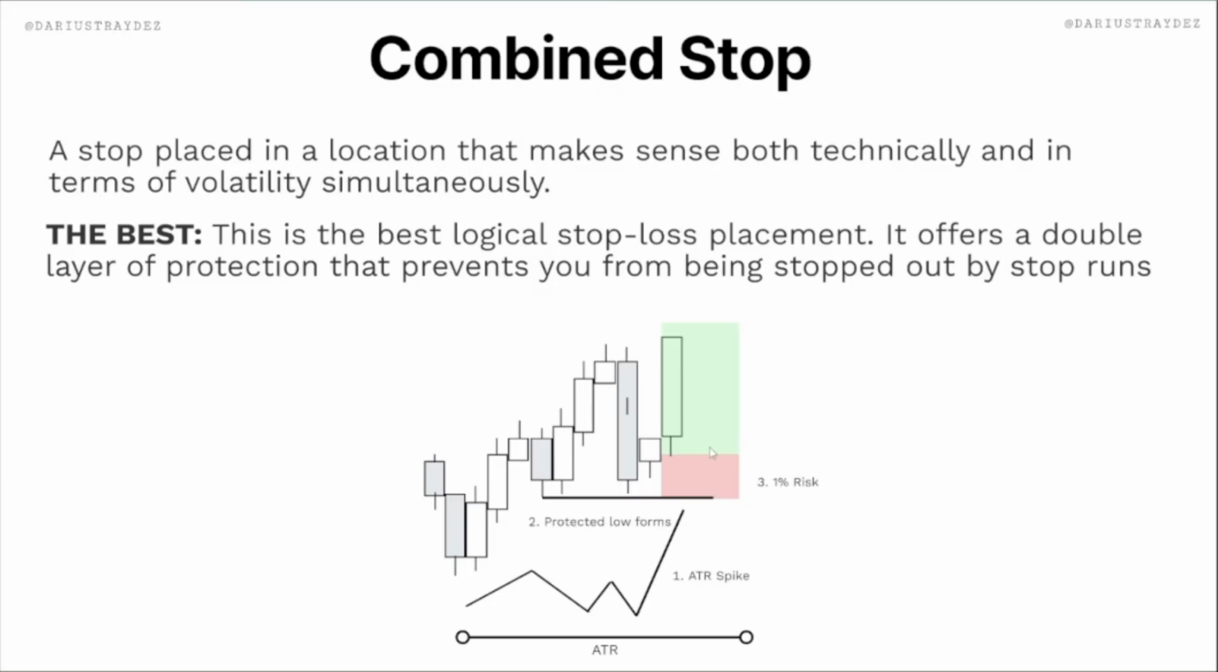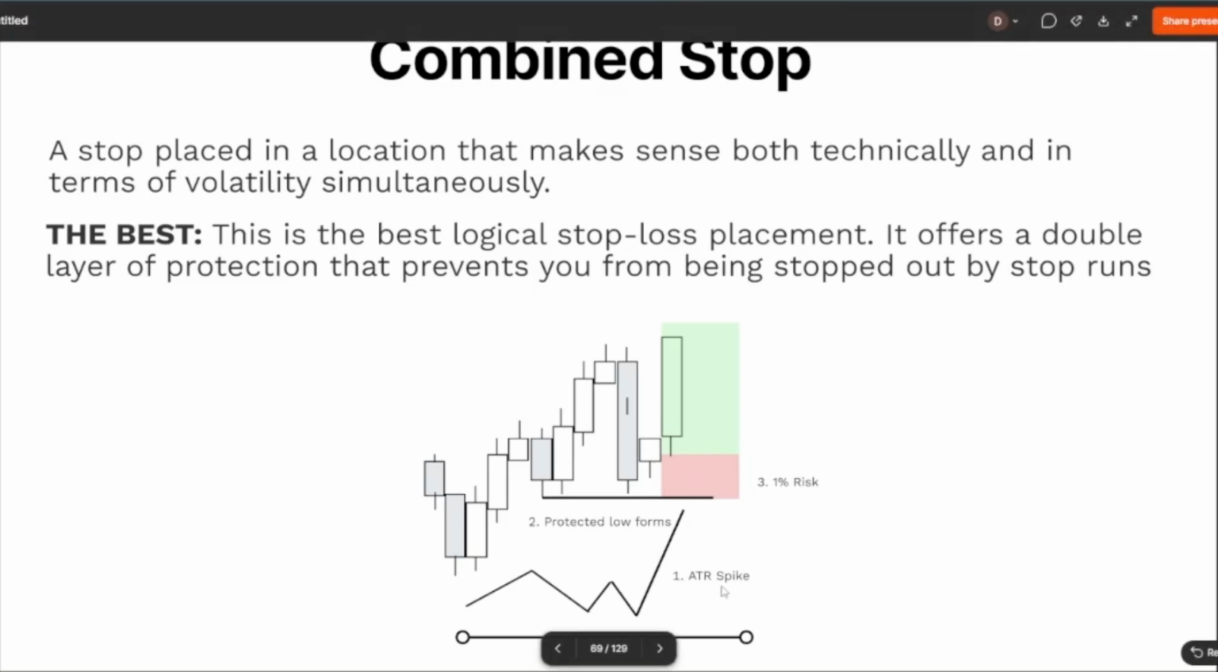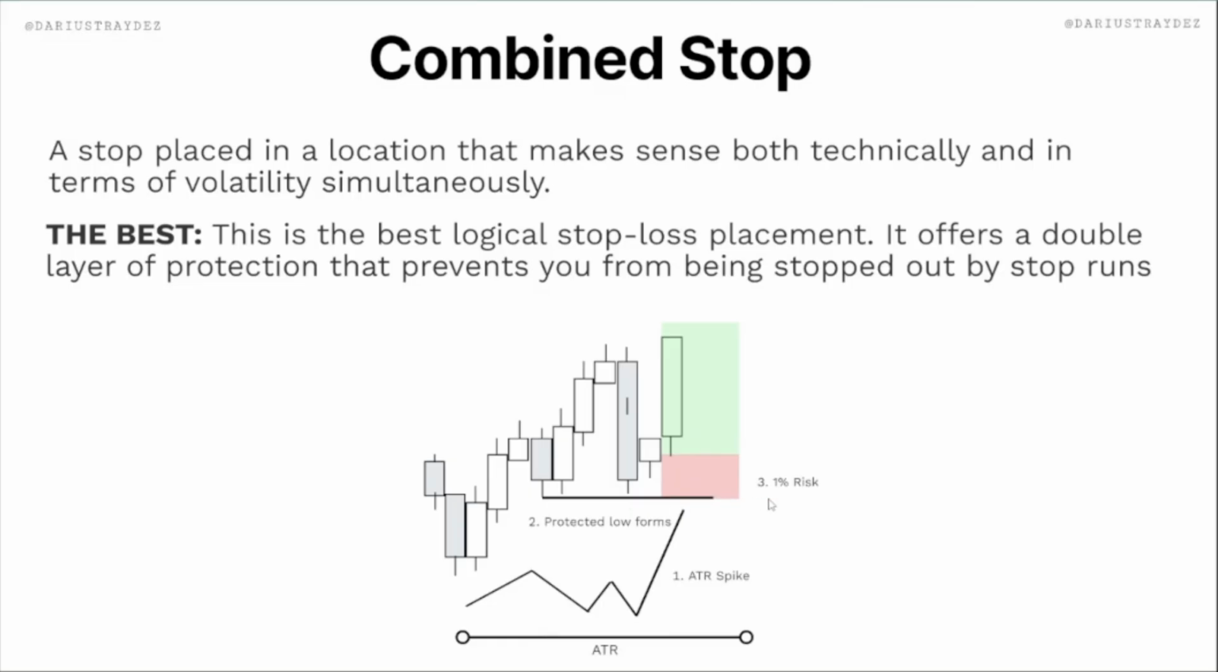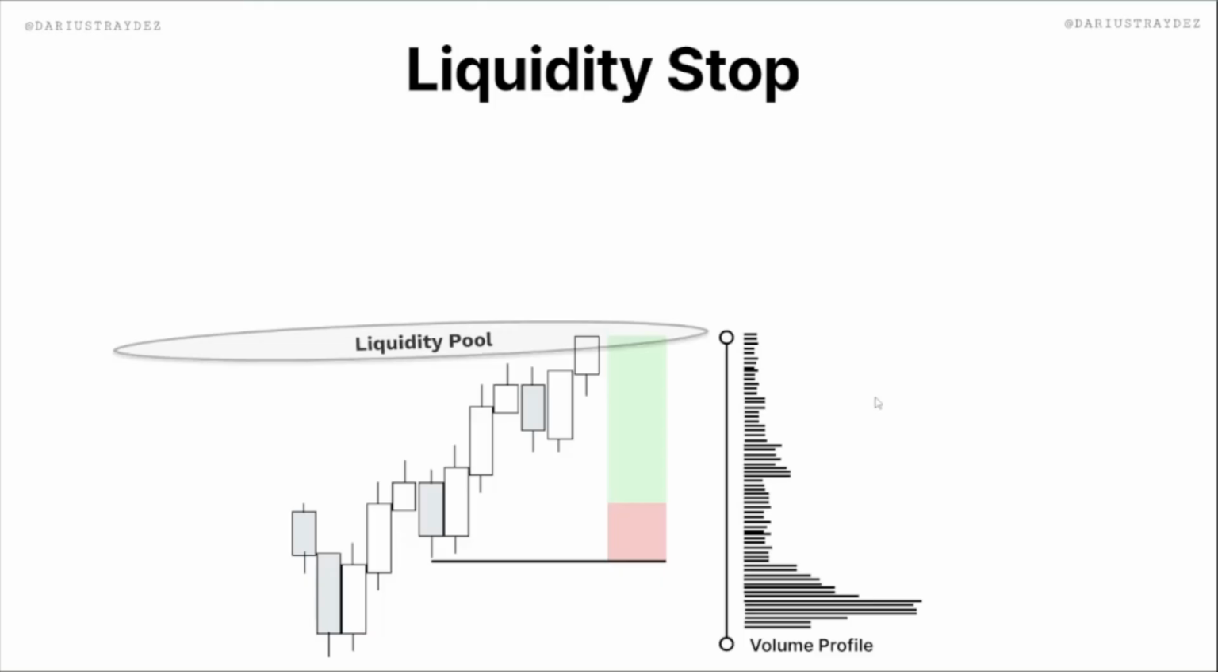Remember, this just increases your probability of this idea being correct. So the more confluences you can add here, the better it will be. So if you have a technical stop with ATR that makes sense, and you have also a money stop, then you're slowly adding these things. Obviously, now we have the liquidity pool, liquidity stop.